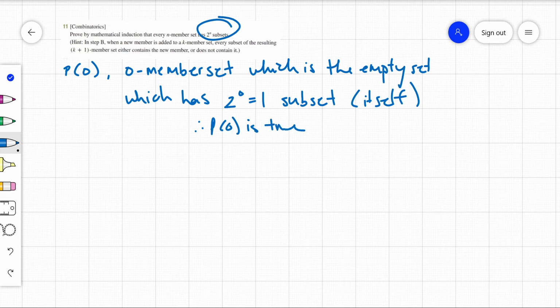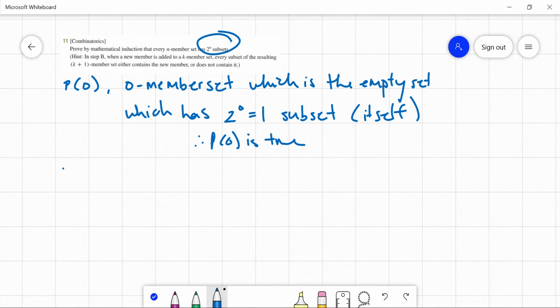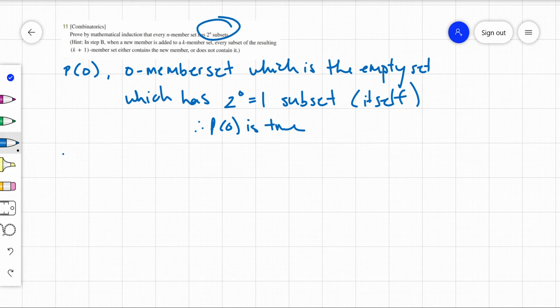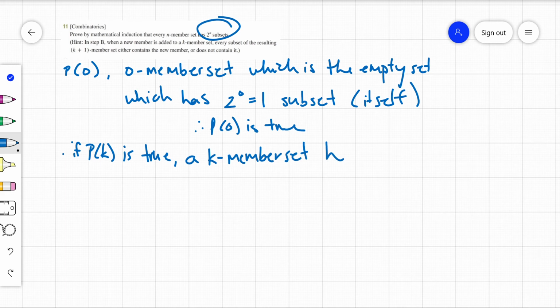All right, so then we move on to the if statement, and my computer's just jumped. There we go, back to the right way. So the if statement being if P of k is true, what does that mean? It means that a k member set has 2 to the k subsets.